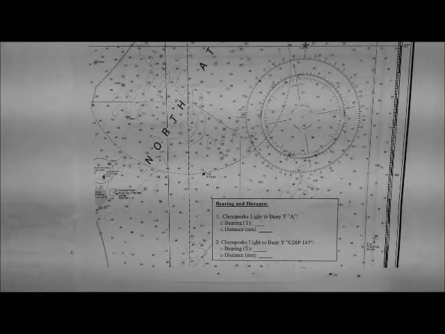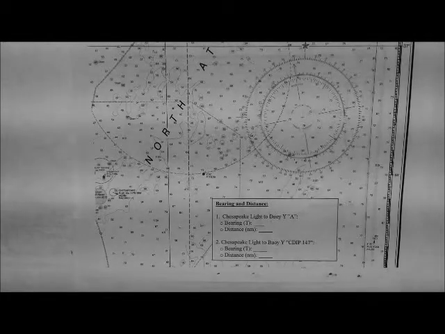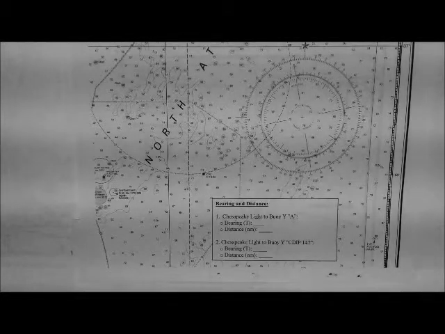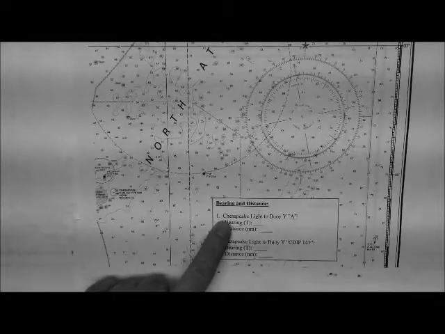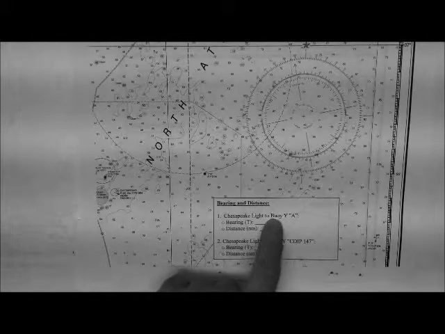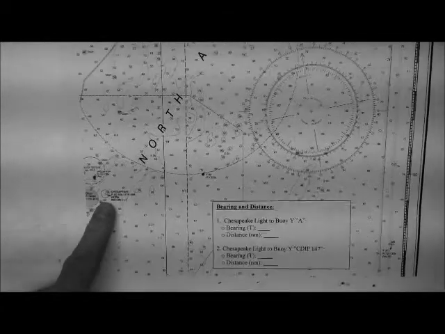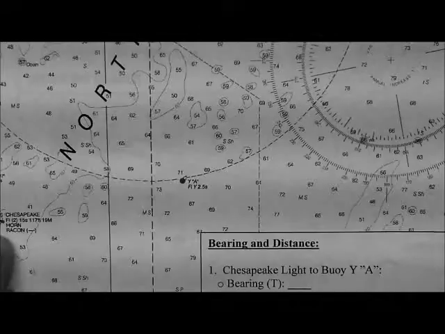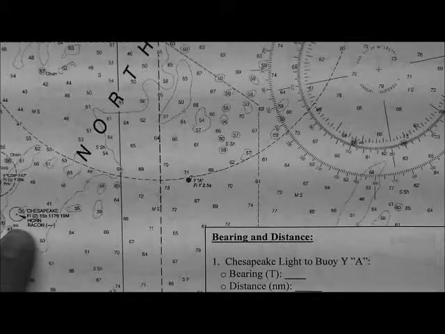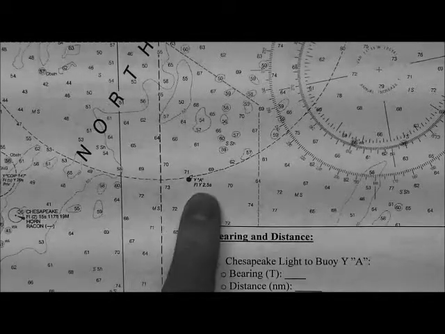Alright, the next basic skill we need to learn how to do is to measure bearings and distances. So bearings are angular measurements, and distances are done on the latitude scale, typically in nautical miles. The first thing we're going to do is measure from the Chesapeake Light to the buoy Yankee Alpha. So here's the Chesapeake Light. We've dealt with this navigation aid before. I'll zoom in a little bit. And the second navigation aid that we're going to deal with is the Yankee Alpha, right here.